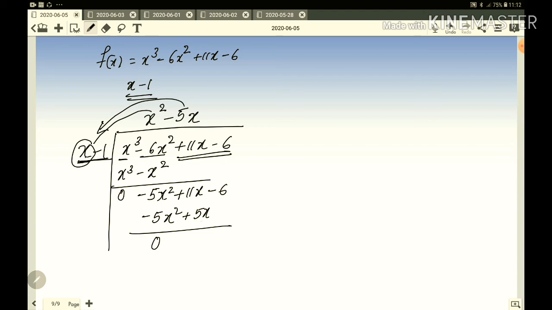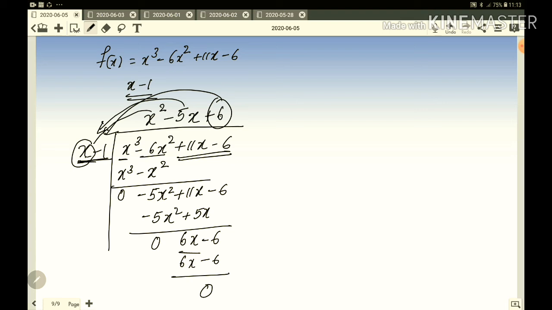11x minus 5x will give you what? 6x. Then minus 6, write it down. Now repeat the same thing. Which number multiplied by x becomes 6x? It is plus 6. See, we can see the quotient is a quadratic expression, right? Then I'm going to multiply 6 with the factor, that is 6x, then 6 times minus 1. When you subtract it, the answer is 0. You will get 0 because x minus 1 is a factor.